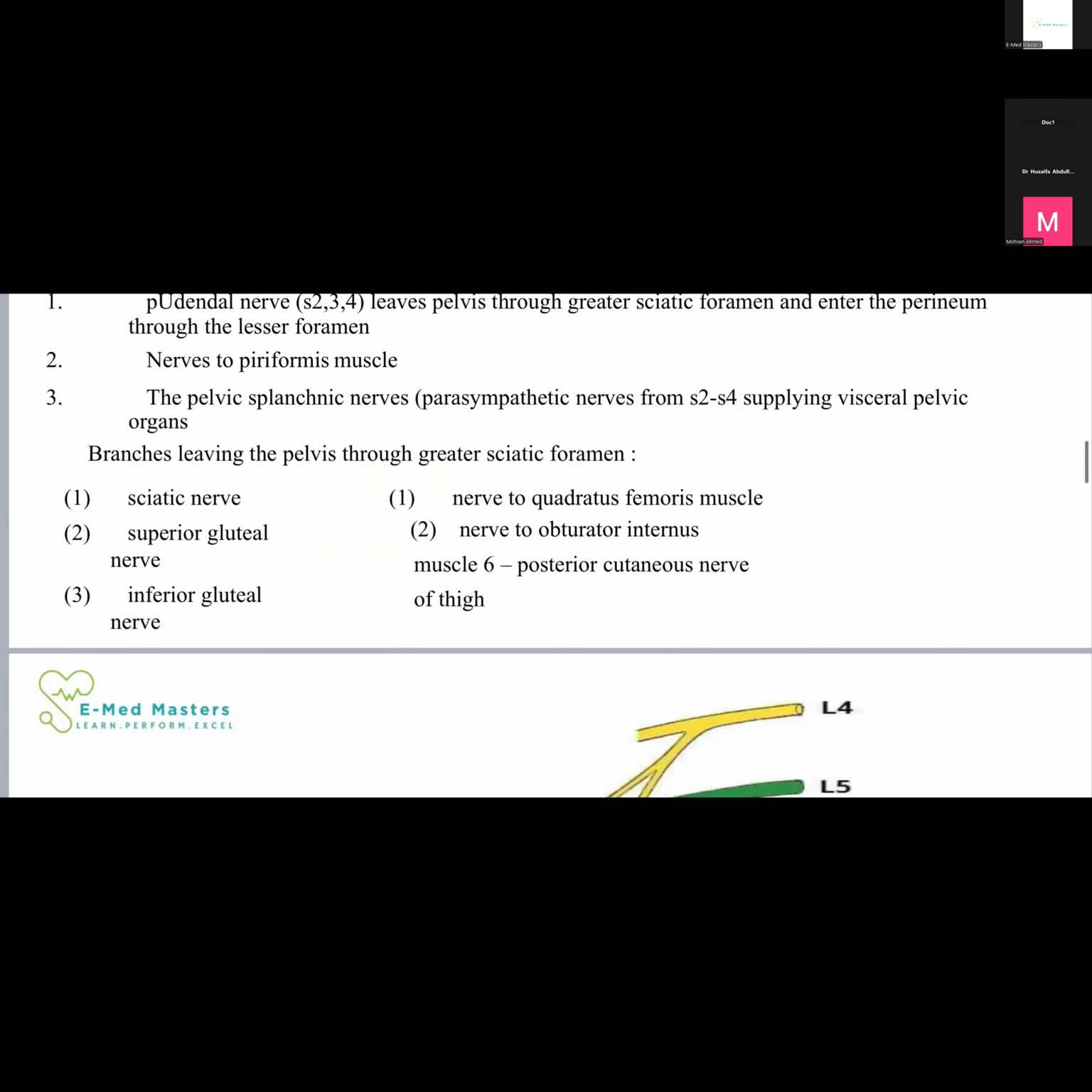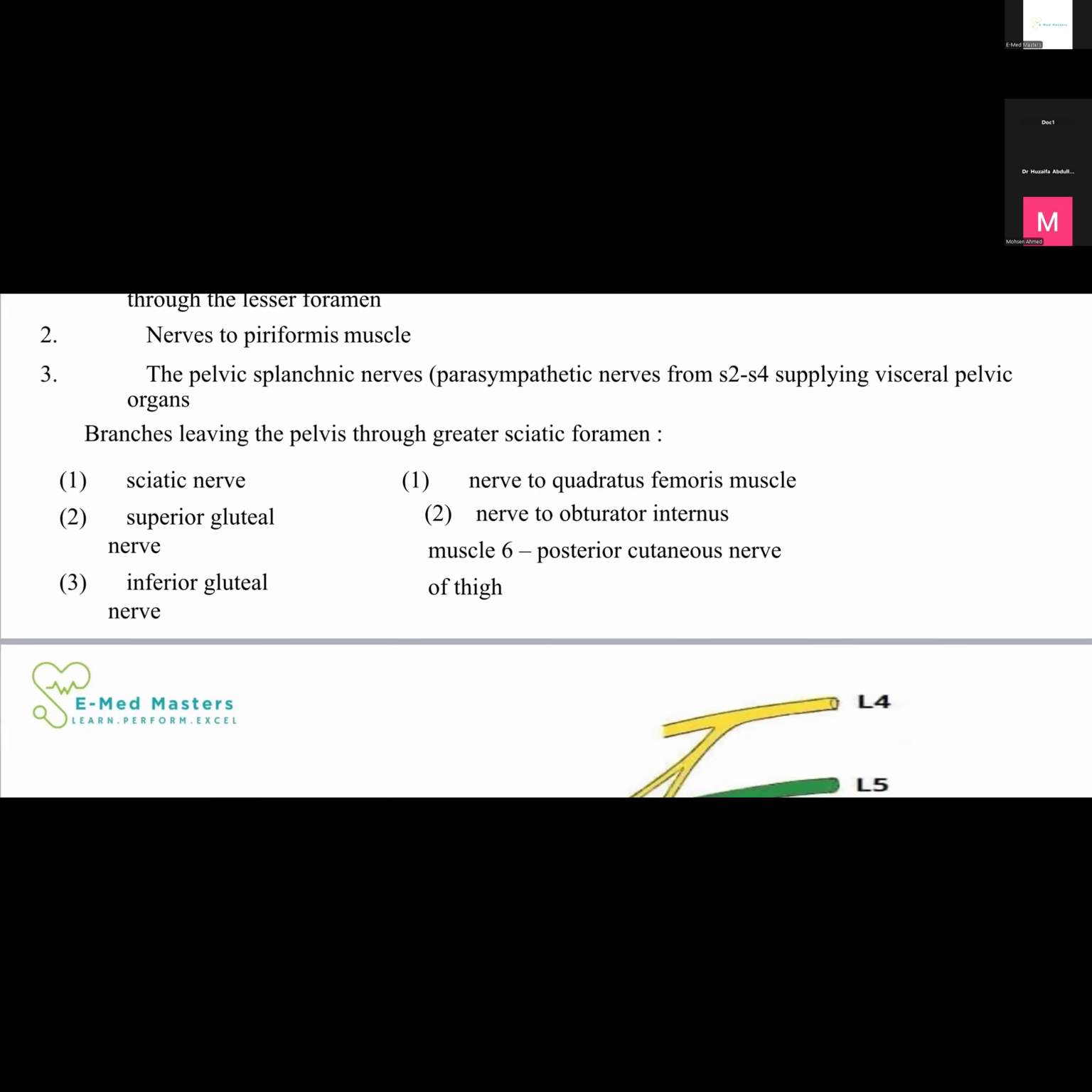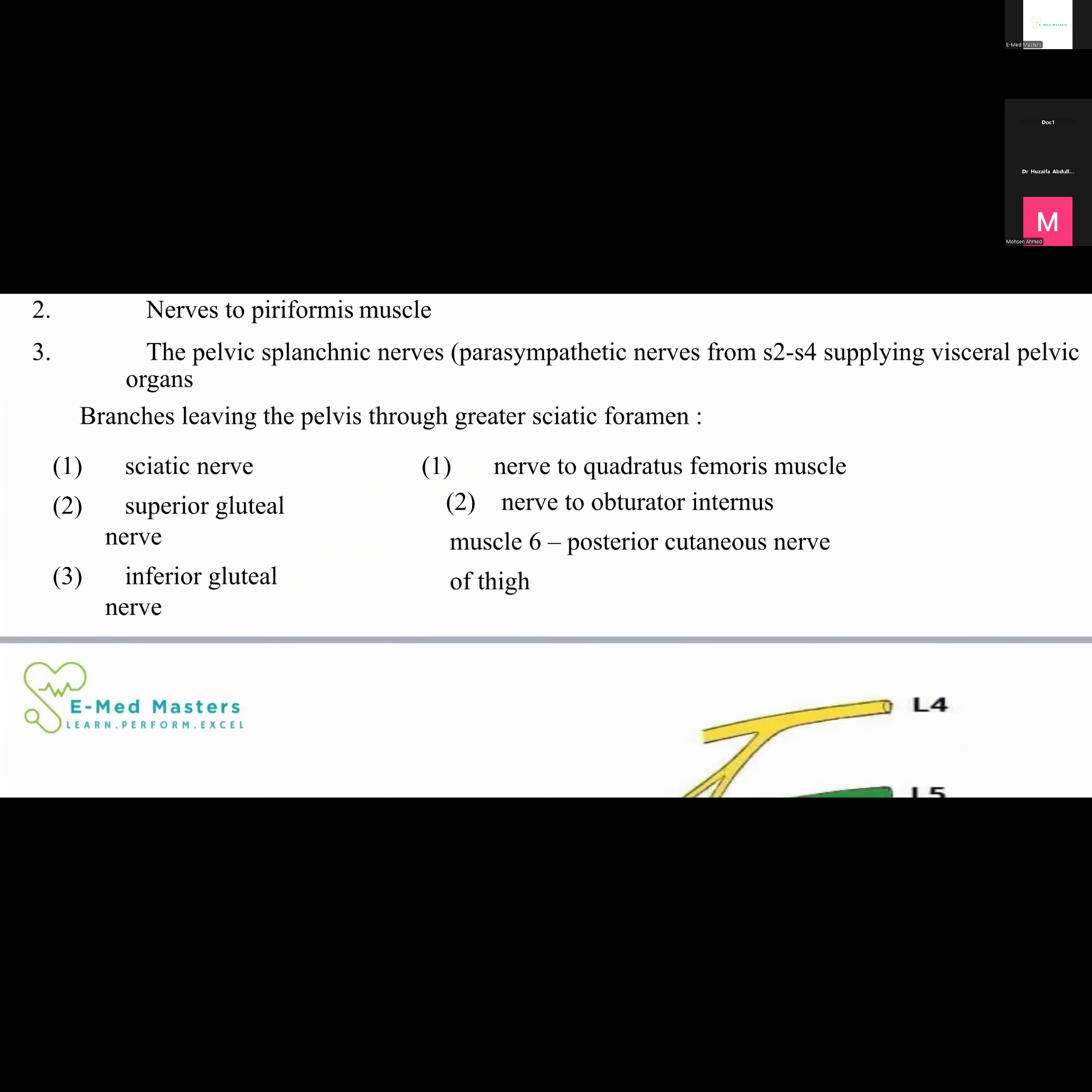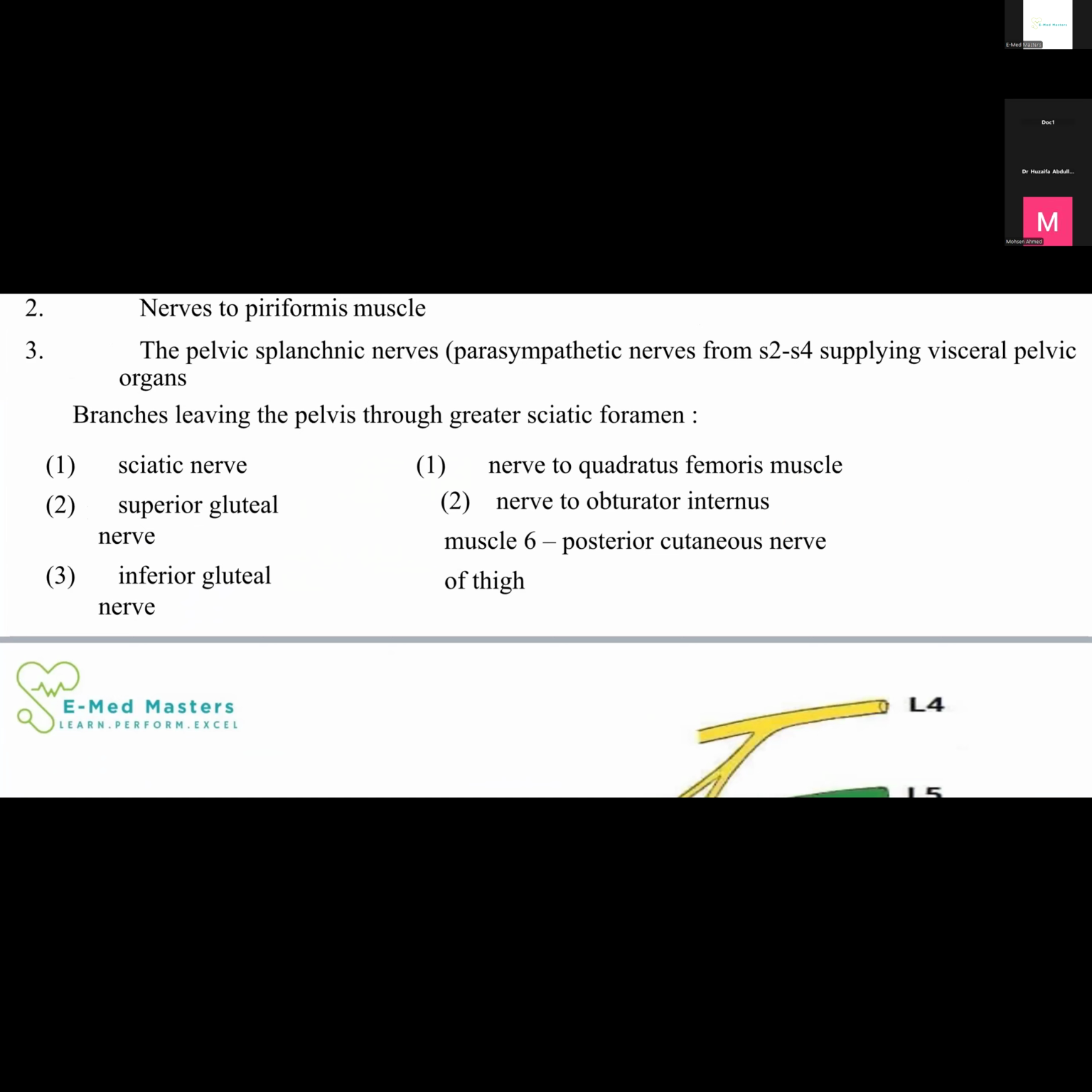Okay, let's talk about the branches that leave the pelvis through the greater sciatic foramen. This is the most important point you must remember about these, and the MCQs come from these. The branches that leave the pelvis through the greater sciatic foramen are the sciatic nerve, superior gluteal nerve, inferior gluteal nerve and vessels, nerve to quadratus femoris muscle, nerve to obturator internus muscle, and posterior cutaneous nerve of the thigh.